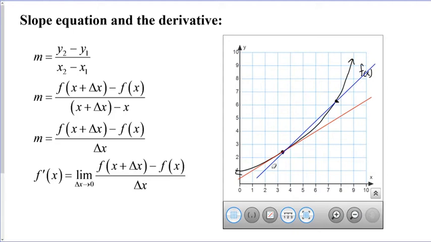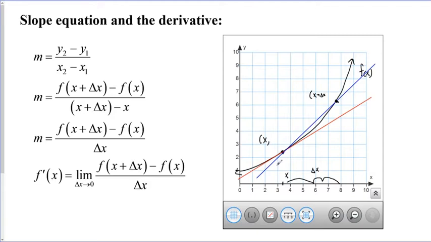Okay, there we go. So here's my function. Here is my value right here. I'm going to call this point right here. This is my x, and the distance to that here is my delta x. So this point here has an x value of x, and this point right here has an x value of x plus delta x.